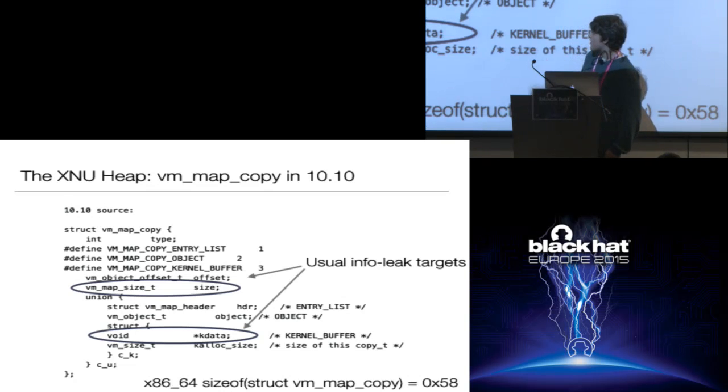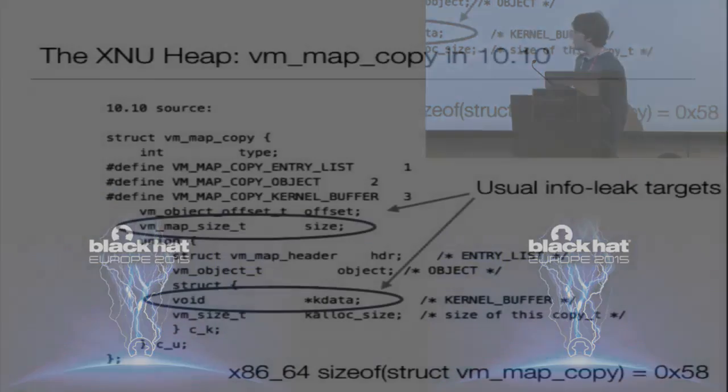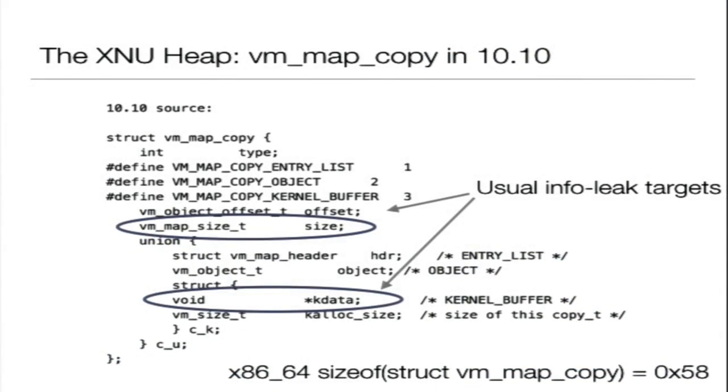So this is the structure from before El Capitan. As you can see, there is a size, there is a pointer to the data, and there is also the kalloc size, which is used to free this structure. So if you have a heap buffer overflow, you can just corrupt the size or corrupt the data pointer to do arbitrary info leaks.